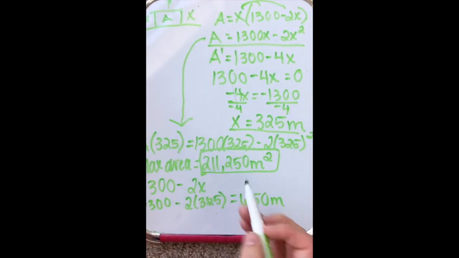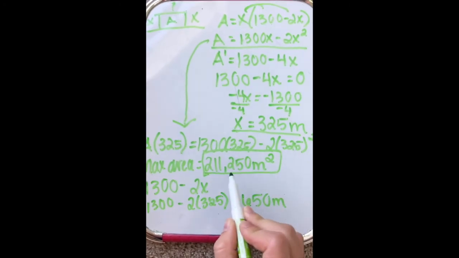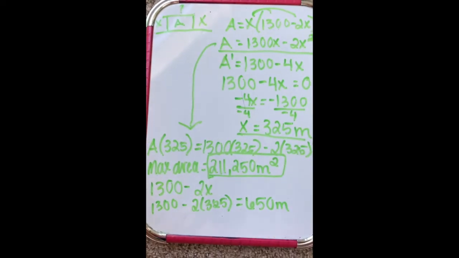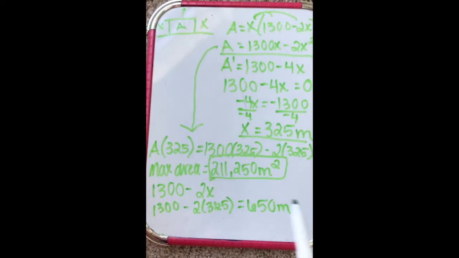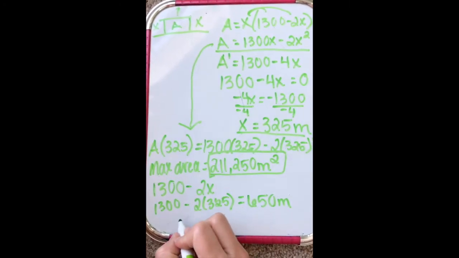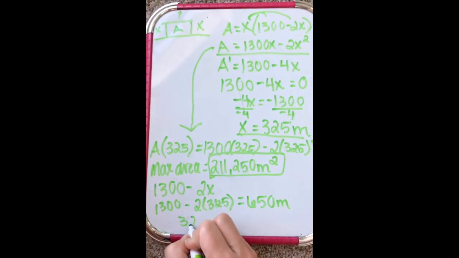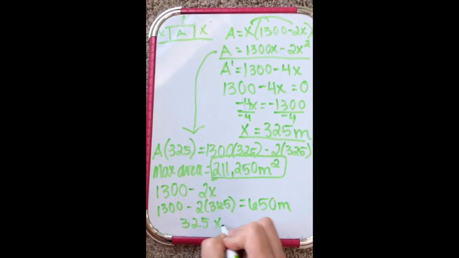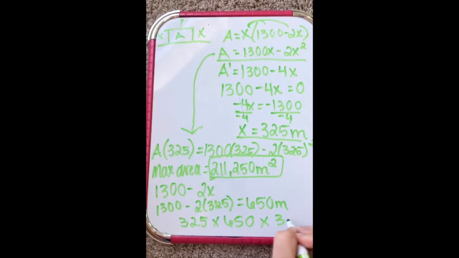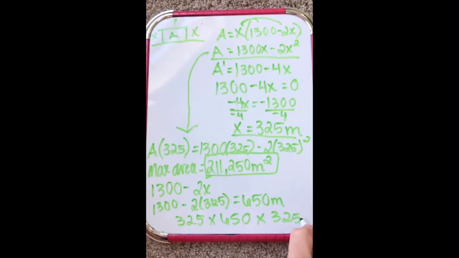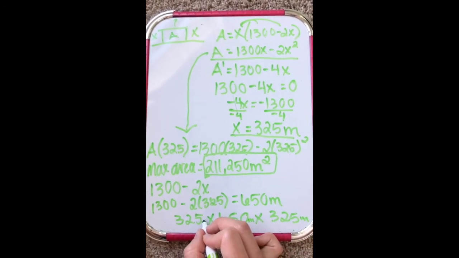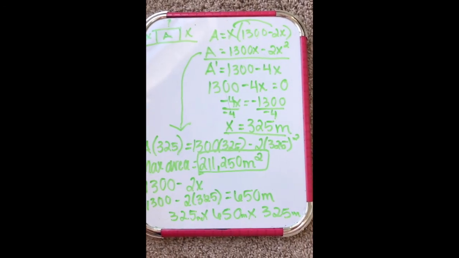So we have our max area at 211,250 meters squared, so that's what is on the inside. And on the outside, the dimensions of that rectangle are 325 by 650 by 325. And those are all in meters. So there you have your answer.